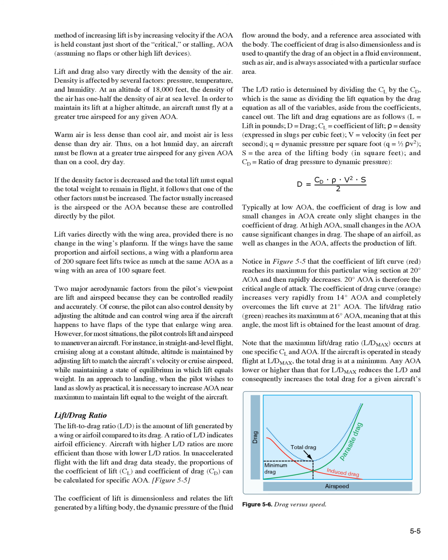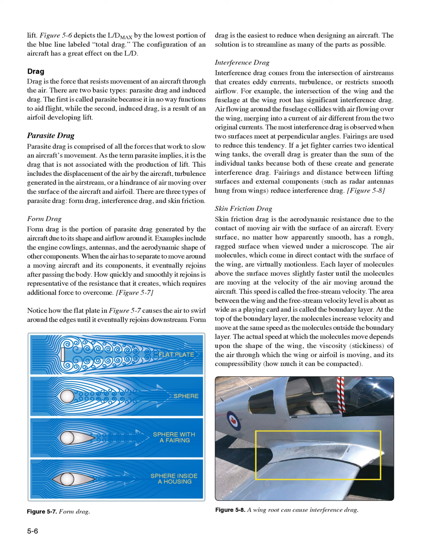Note that the maximum lift/drag ratio, L/Dmax, occurs at one specific CL and AOA. If the aircraft is operated in steady flight at L/Dmax, the total drag is at a minimum. Any AOA lower or higher than that for L/Dmax reduces the L/D and consequently increases the total drag for a given aircraft's lift. Figure 5.6 depicts the L/Dmax by the lowest portion of the blue line labeled total drag. The configuration of an aircraft has a great effect on the L/D.